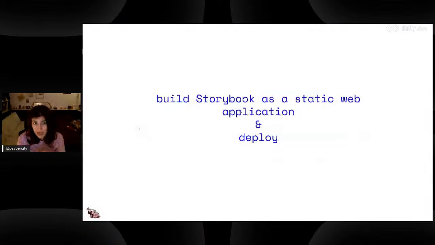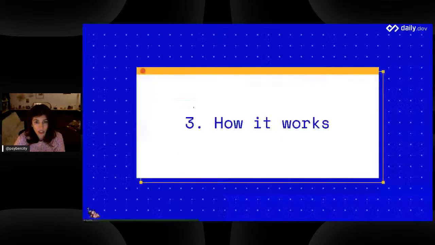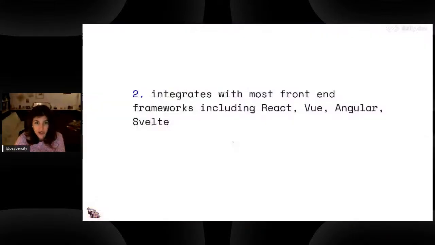Step 4 is that you can build Storybook as a static web application and you can deploy it. So you can publish your component library or whatever you have for the rest of your team to use. Or for example, this link I had here, the examples. This is Storybook's.